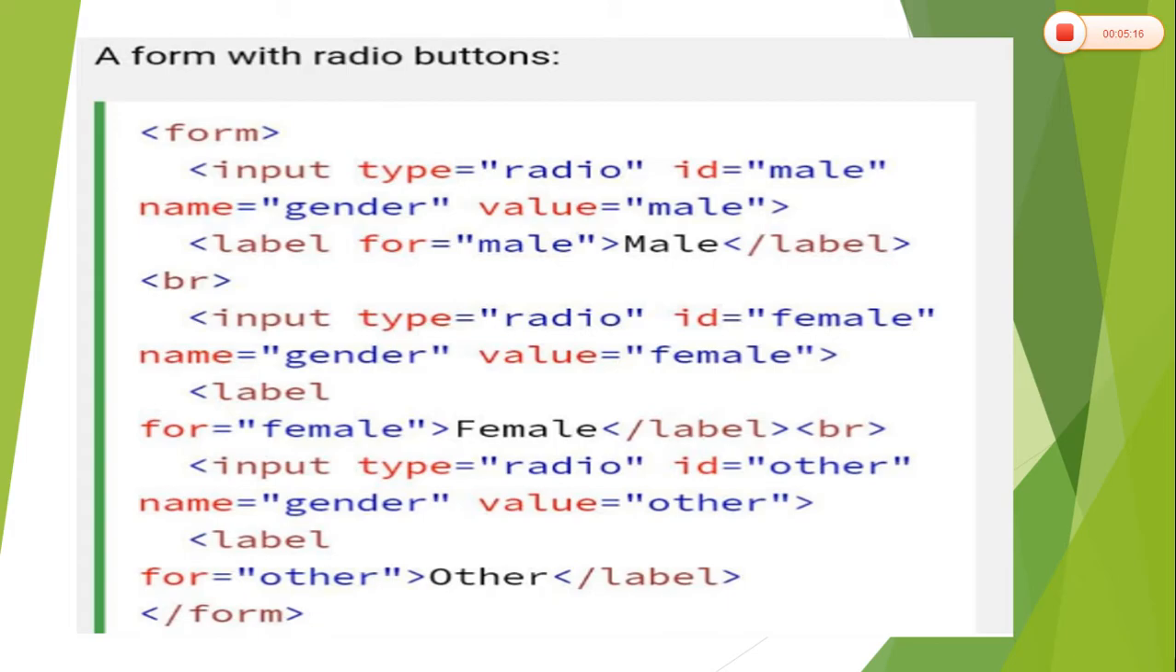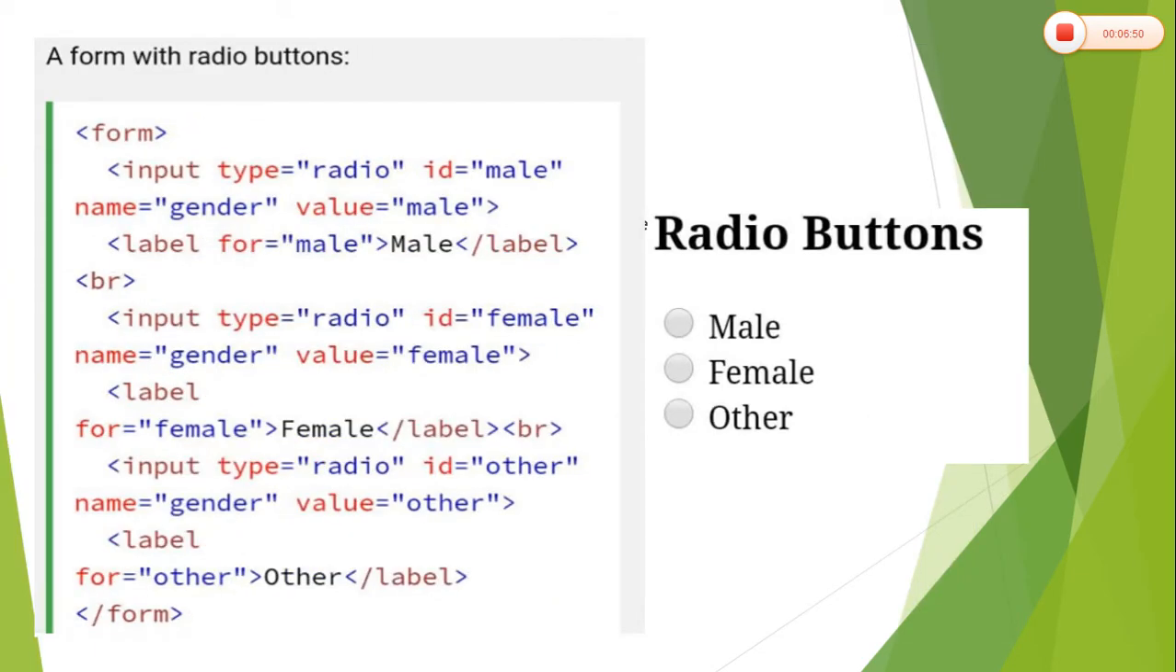Similarly, for female also we create one radio button and one label. For others also we create one radio button and a label for others. After that we have to close the form. Now let's see how the output looks for this radio button. This is the form type. I already explained the coding.